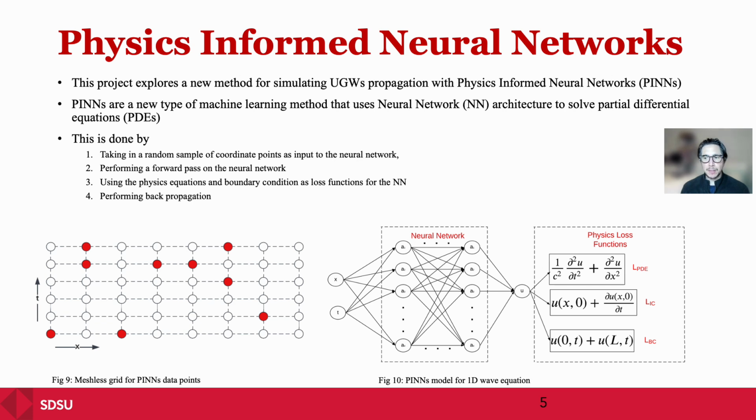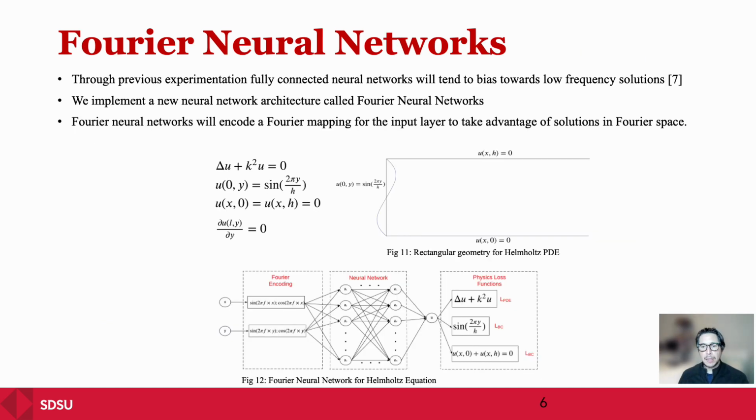The advantage of PINNs is that we do not require obtaining data to train the network, and we can also use less data as PINNs will use statistical inference to approximate solutions on points that were not trained on. Literature shows that fully connected neural networks tend to bias towards low-frequency solutions. In order to address this, we implement a new neural network architecture known as Fourier neural networks.